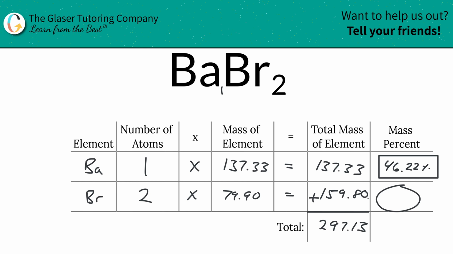Same thing for bromine here. We're going to take the total amount of bromine, divide it by the total mass of the compound, multiply by 100, and we come up with a value of about 53.78%. Same exact calculation basically as the barium, because it's the same idea. And then to simply check yourself, just add those 2 columns up if you'd like, and they should add up to 100%. All right?